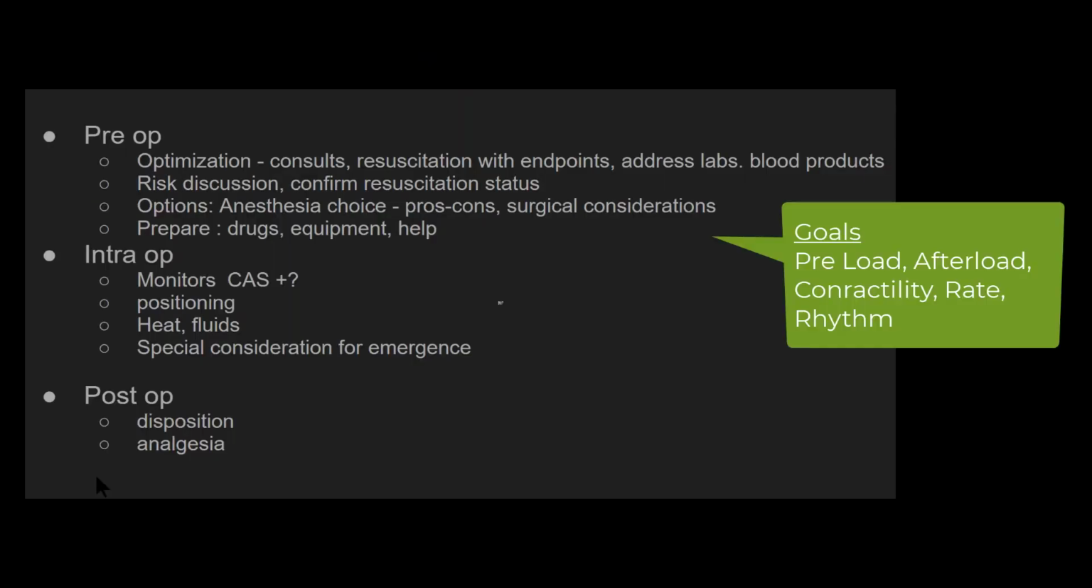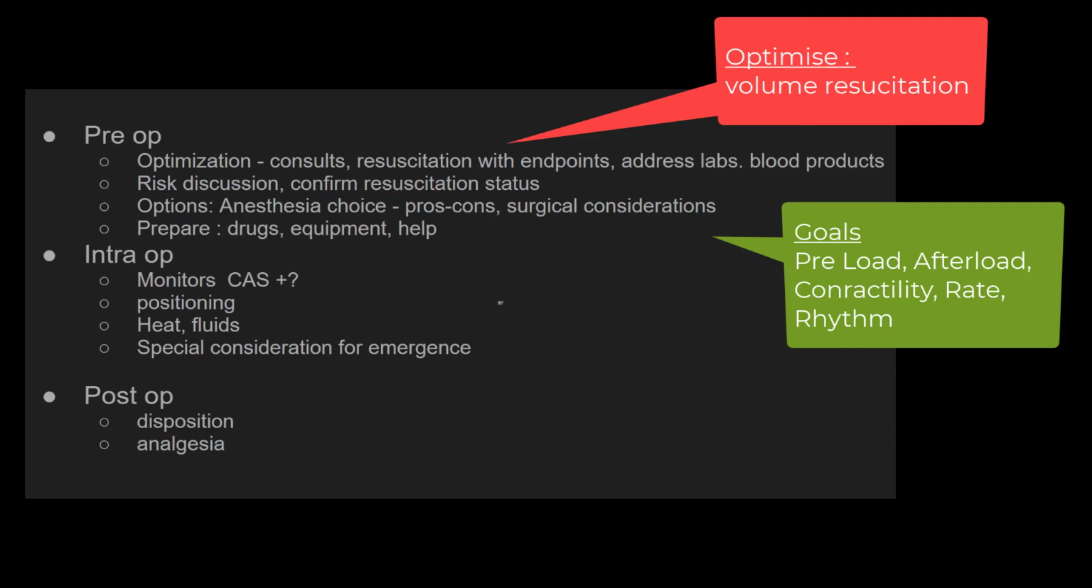Let's plan this anesthetic based on our framework and with our goals in mind of maintaining preload and afterload, minimizing contractility, controlling rate and keeping the patient in sinus rhythm, which would be our goals for a patient with HOCM. If we look at our pre-anesthesia framework, we could optimize this patient by giving some volume. If the hemoglobin is normal, we would use Ringer's lactate or Plasma-Lyte in increments, 5 to 10 mL per kilo, to see how the patient responded.